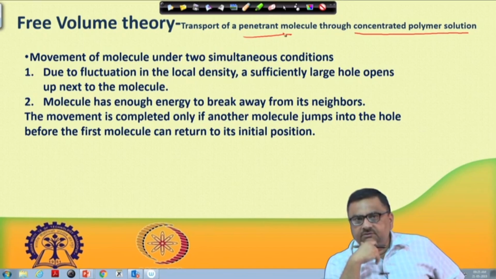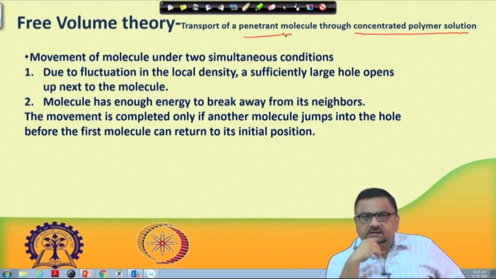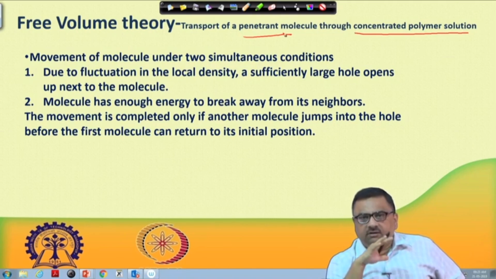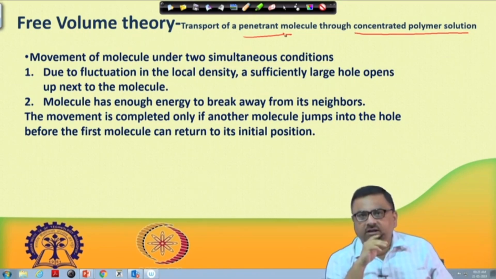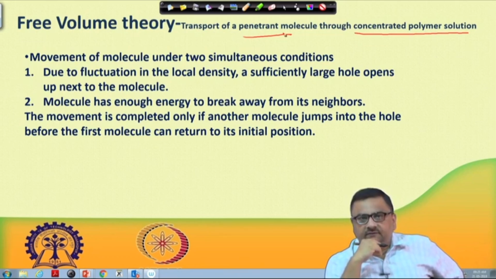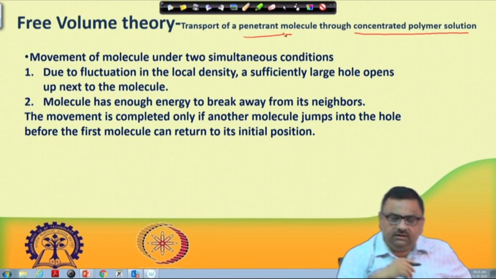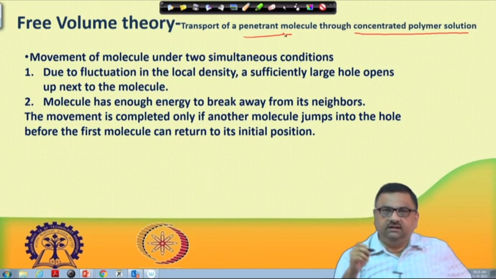It is important when it comes to diffusion of molecules through polymers, polymeric membranes, and similar materials. So, this theory has a good amount of research material already accumulated on this subject, free volume theory. The theory says that movement of a molecule takes place under two simultaneous conditions.